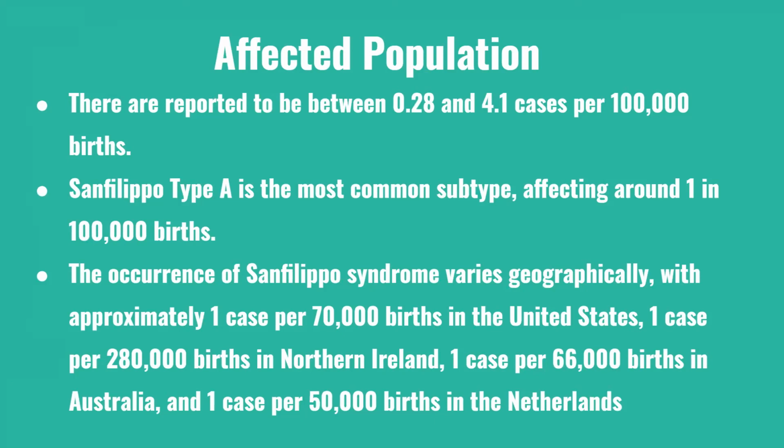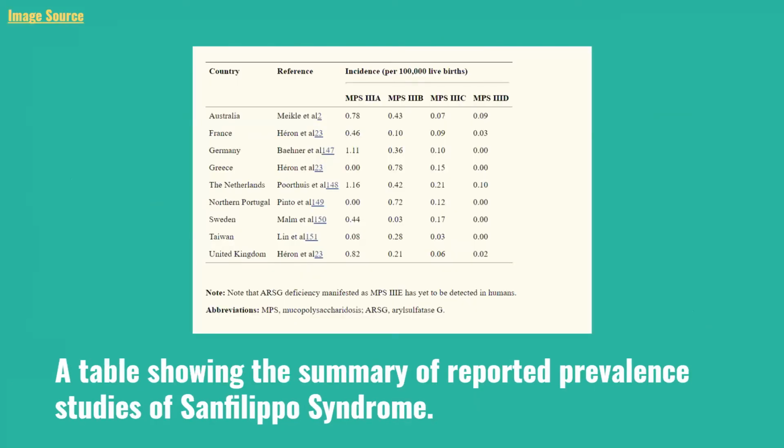The occurrence of Sanfilippo syndrome varies geographically, with approximately 1 case per 70,000 births in the United States, 1 case per 280,000 births in Northern Ireland, 1 case per 66,000 births in Australia, and 1 case per 50,000 births in the Netherlands. This is a table showing the summary of reported prevalence studies of Sanfilippo syndrome.